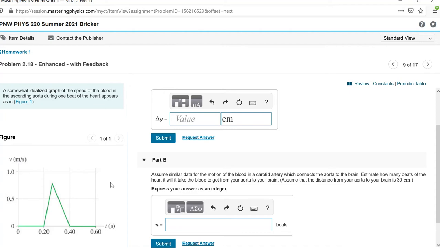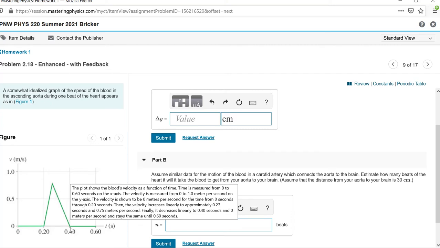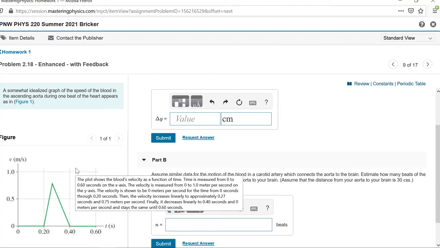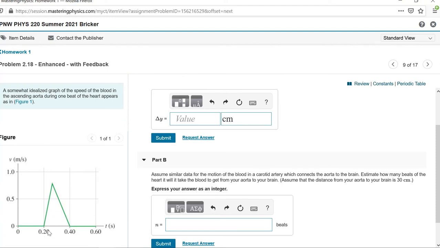So the area under a velocity versus time graph gives you the displacement. So if you can figure out this area, the area of the triangle here, you can figure out the displacement. That's what they're asking here. This is a triangle, so the area of a triangle is 1/2 the base times the height. So we'd have 1/2 the base. The base here is 0.2, right?